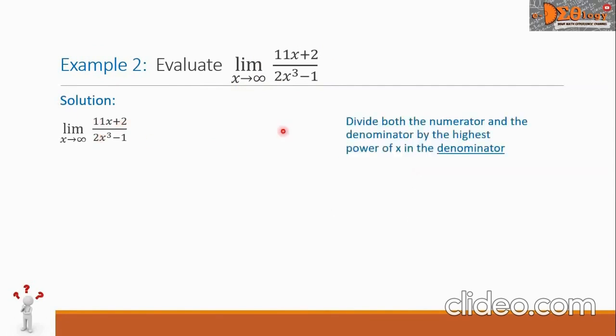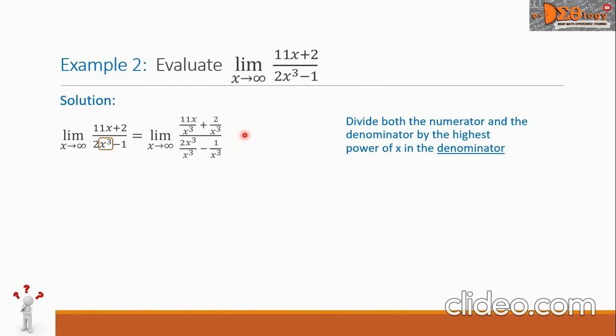And as the rule says, let us divide both the numerator and the denominator by the highest power of x in the denominator. Let us observe that we have the x cubed as the highest power in the denominator. So we are going to divide each term of the numerator and the denominator by x cubed. So we will have this expression now.